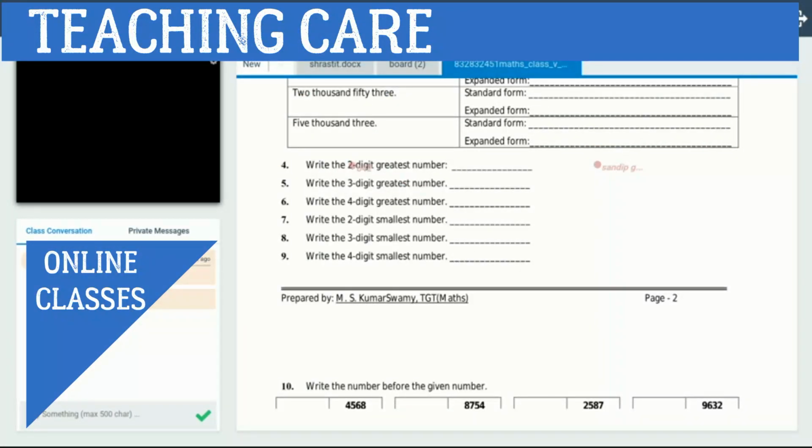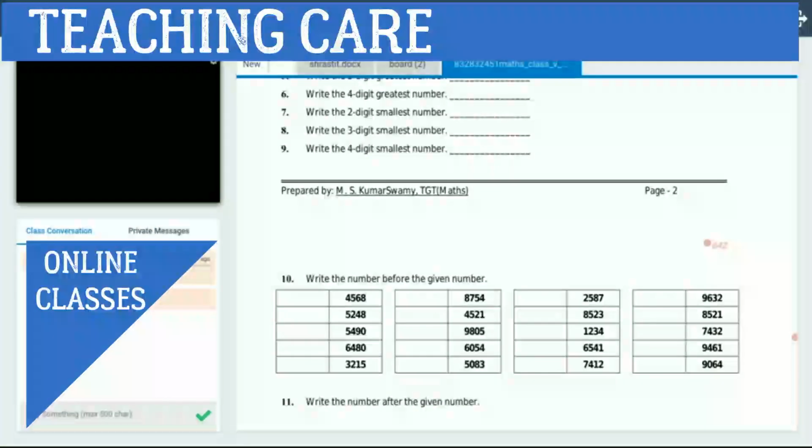This is fine. Okay. Can you tell me the two-digit greatest number? This is like a quiz I'm asking you. 99. Okay, 3 digits. 999. Yes. Okay, two-digit smallest number. 10. Yes. Okay. Three-digit smallest number. 100. Okay, good.